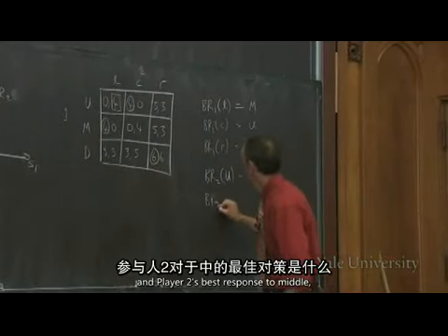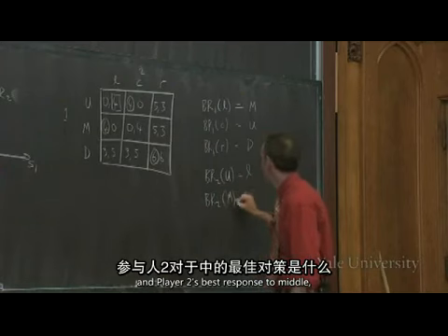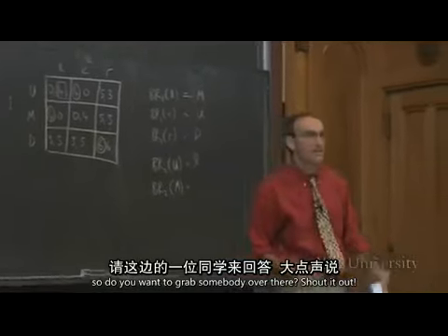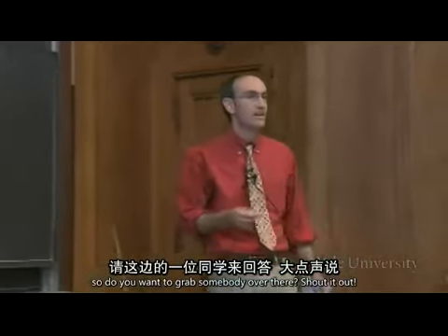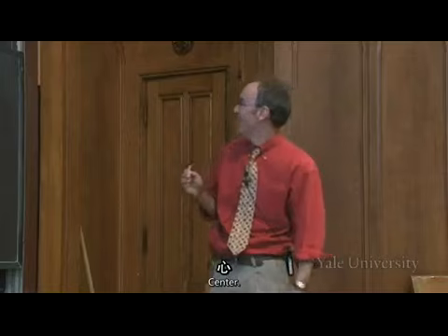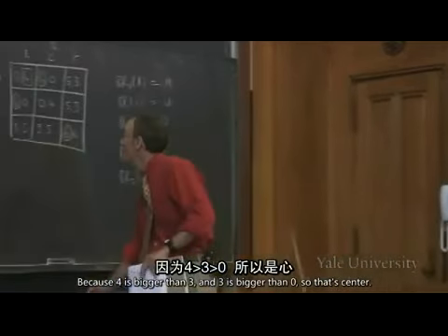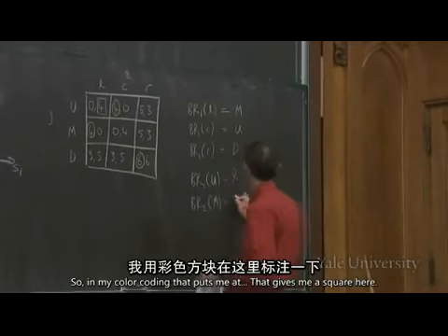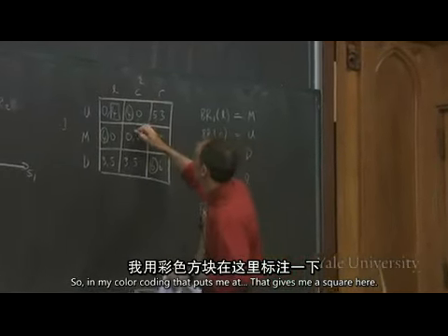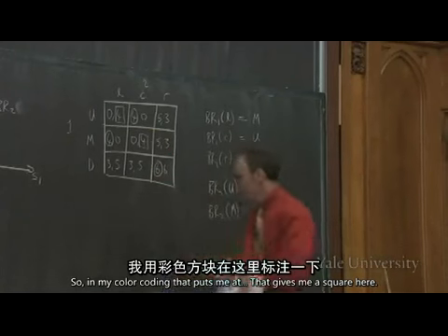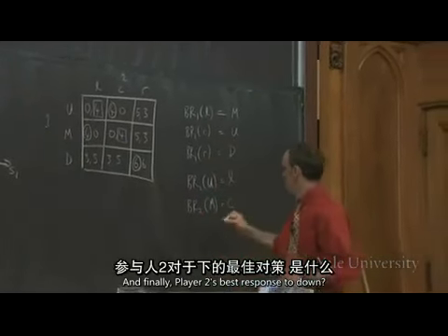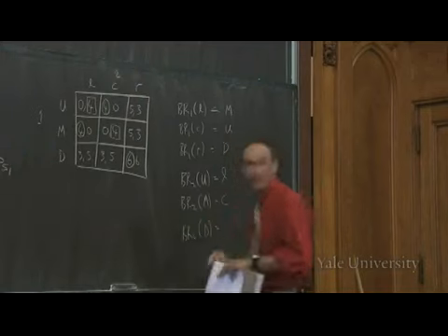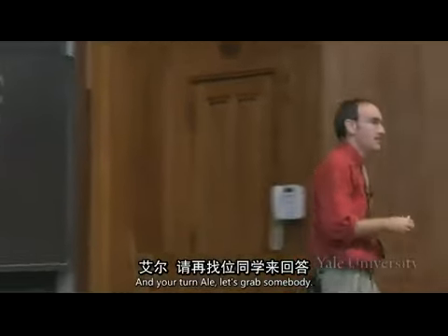And player 2's best response to middle, so Merton, do you want to grab somebody over there? Center. Shout it out. Center. All right, because 4 is bigger than 3, which is bigger than 0, so that's center. And in my color coding, that gives me a square here. And finally, player 2's best response to down. And your turn, Ali. Let's grab somebody.